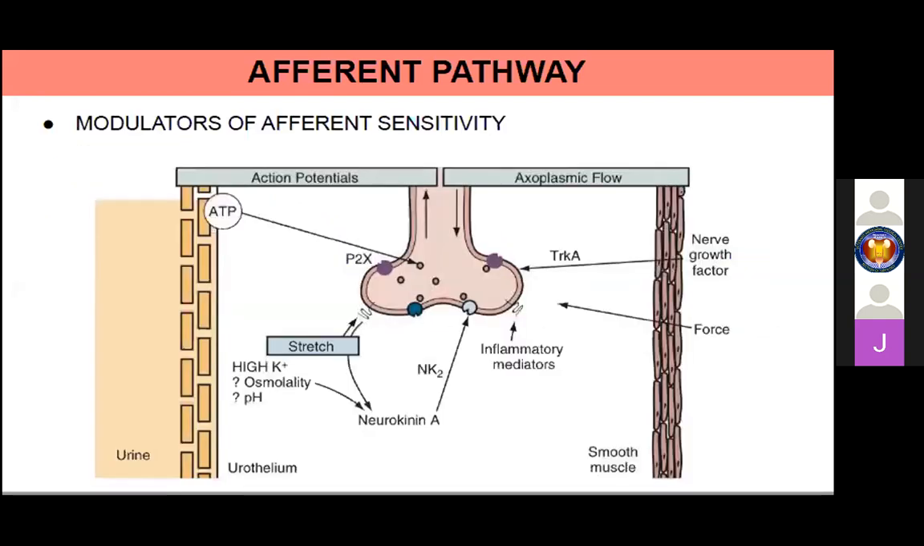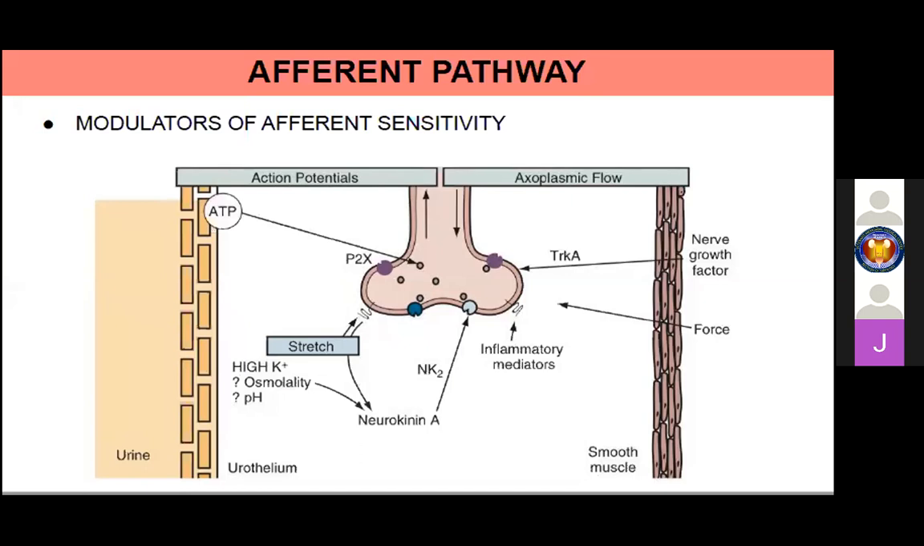Next, please. So in this picture, it shows that ATP can be released from the urothelium, because this picture shows the actions of chemical mediators that may sensitize the mechanosensory nerve endings. So in this case, as I said a while ago, the ATP is released from the urothelium, which can sensitize the P2X receptor, the purinergic receptors.